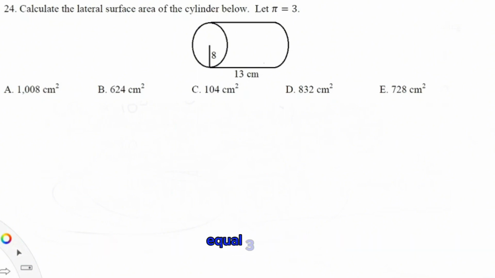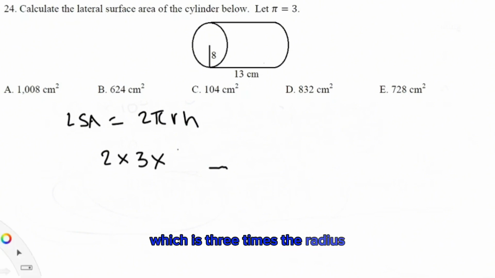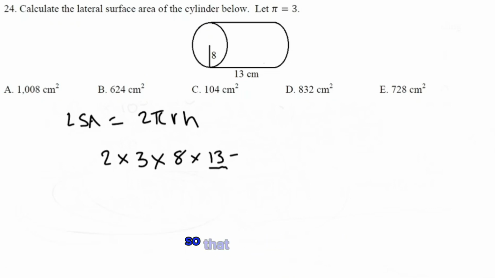Let pi equal 3. Okay, so the formula for lateral surface area, let's say LSA for lateral surface area, is 2 pi RH. So let's fill out each component. So we have 2 times pi, which is 3, times the radius, which is 8, times the height, which is 13. So that equals what?